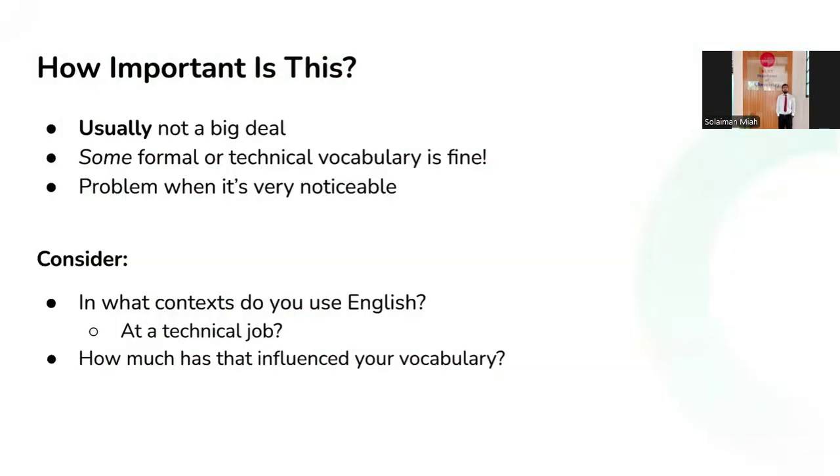It's important to be realistic here. Using some formal or technical vocabulary is usually not a big problem. I don't want you to get more worried about this than is appropriate. The issue only comes up when it's very noticeable and makes your answer sound unnatural. This often depends on your background. If you regularly use English in a technical job or academic setting, your vocabulary choices may be influenced by that. The key is awareness, knowing when your language might sound too formal for the situation.